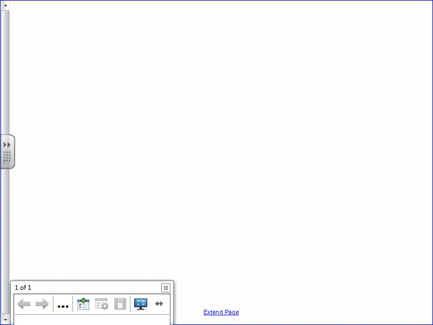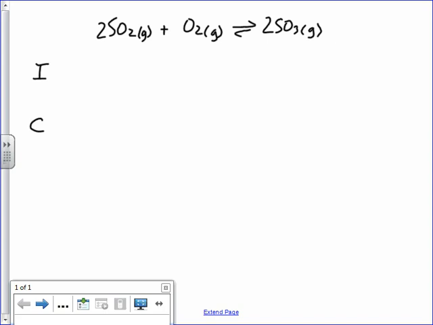Okay, so what I would do when you're setting up your ICE table, I would just go ahead and rewrite the equation first. So we've got 2 SO2, and that's a gas, plus O2, which is a gas. That's in equilibrium with 2 SO3, which is a gas. Okay, so then we've got our equation written, and then we just want to do ICE. Okay?